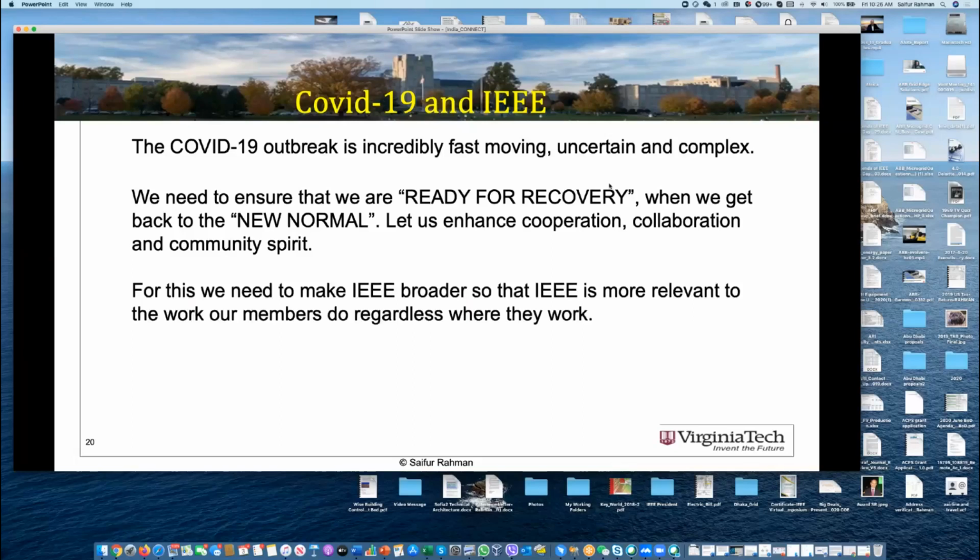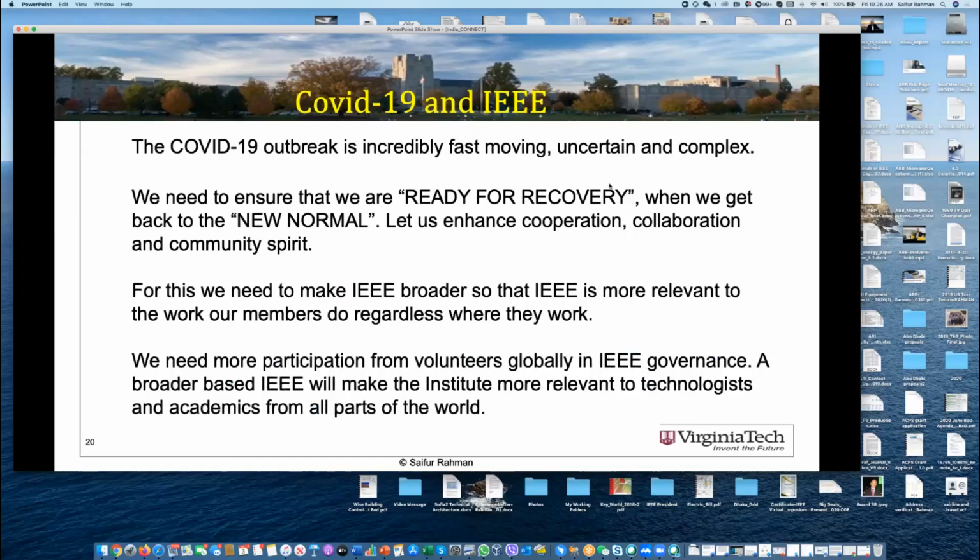For that to happen, IEEE has to be broader based so that the work we do becomes relevant to many people, many parts of the world. People meaning students, faculty, power company engineers, government lab people. All of that has to work for us to make a difference. For that to happen, we need more participation from volunteers globally in IEEE governance. And I believe a bigger IEEE, not bigger in numbers, bigger in contributions, will make us more relevant so that we are more useful to society. At the end of the day, we can talk about all the load flow and all this stuff, but unless your children, my children, our students benefit from it, there's not much value.